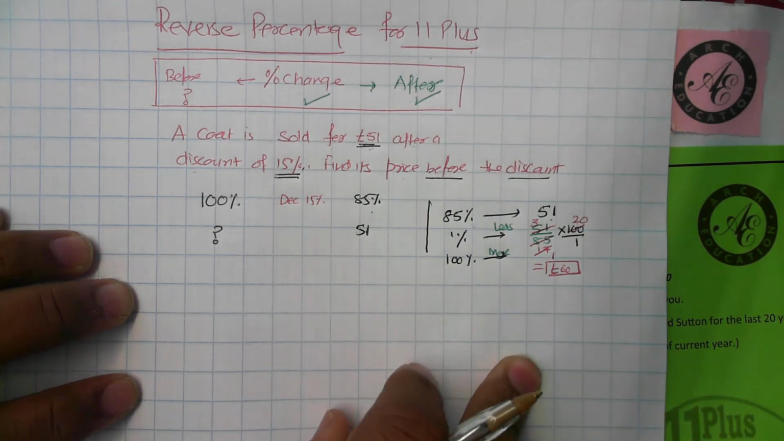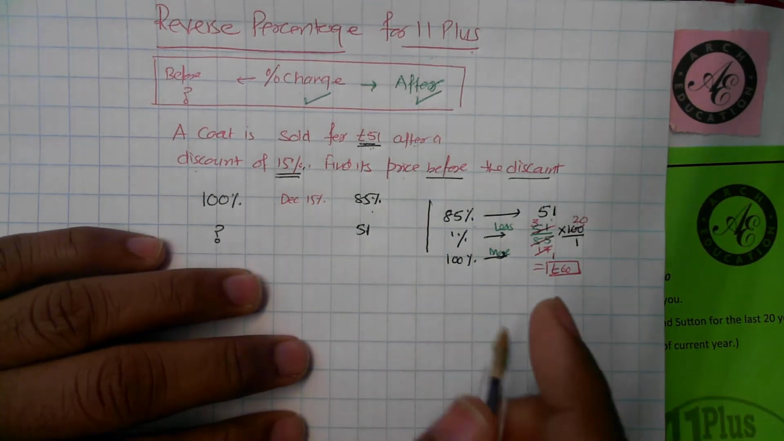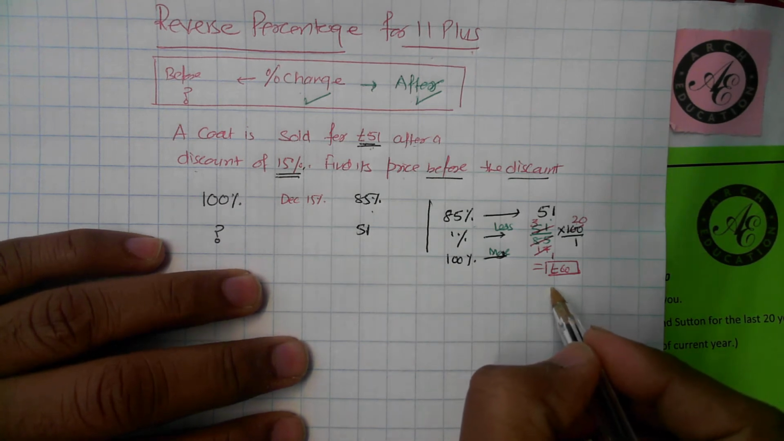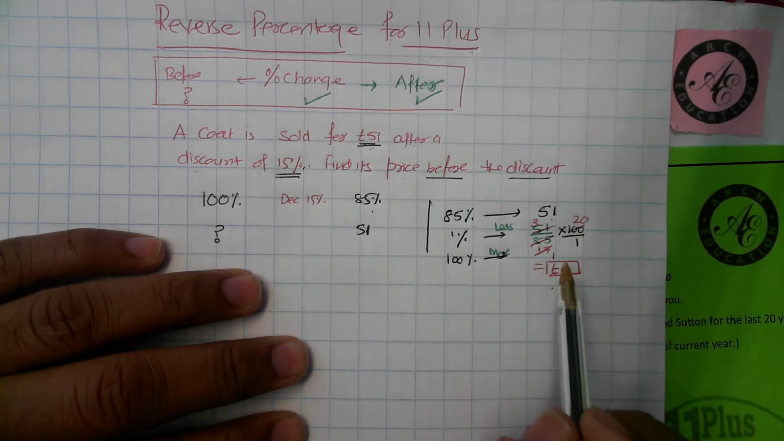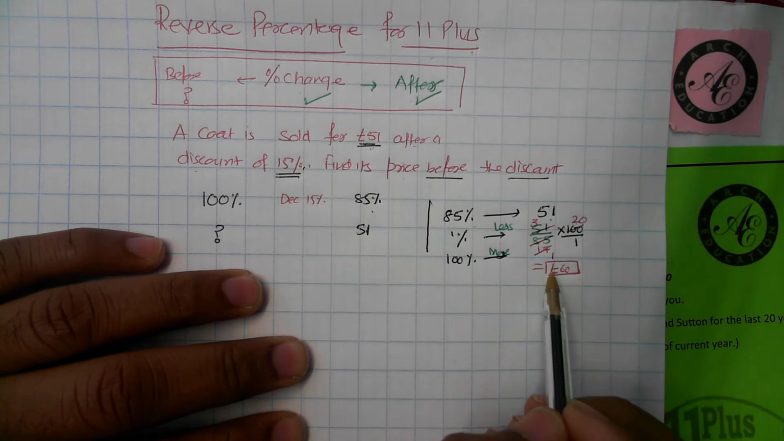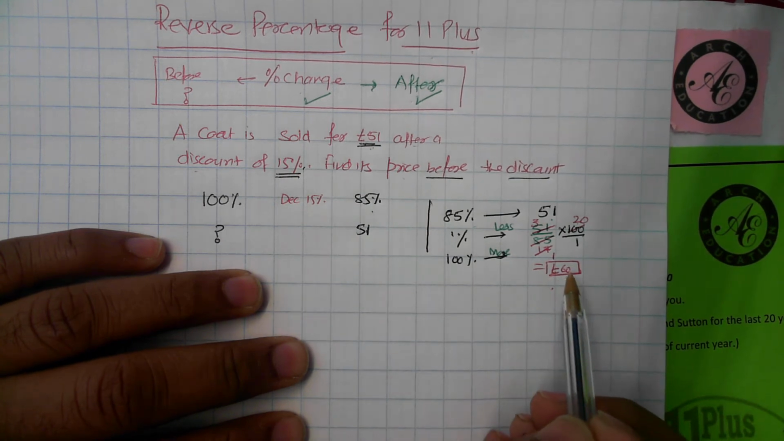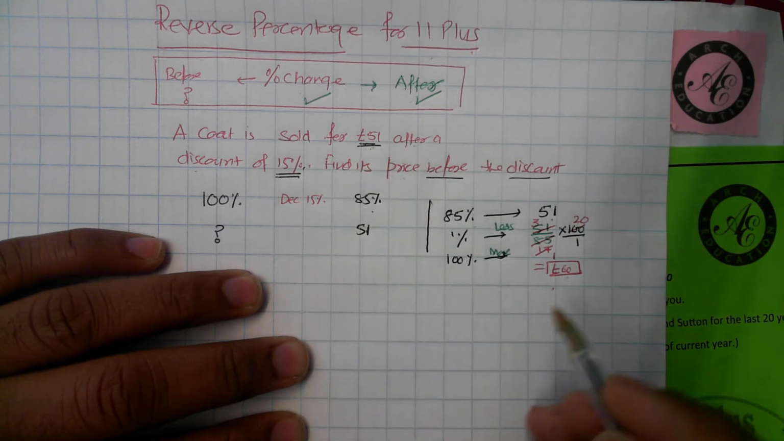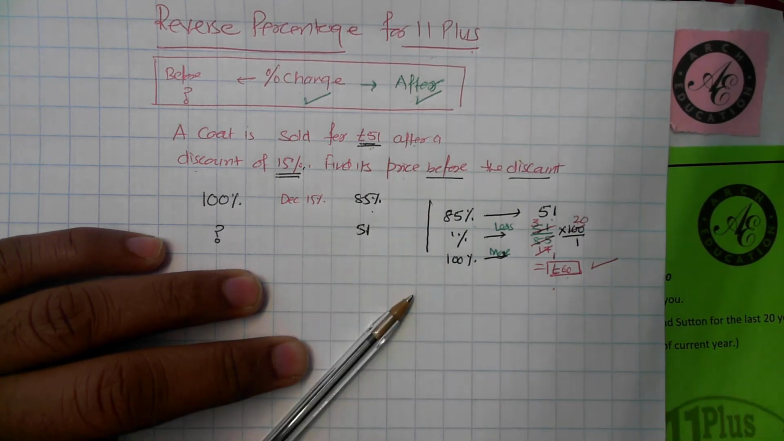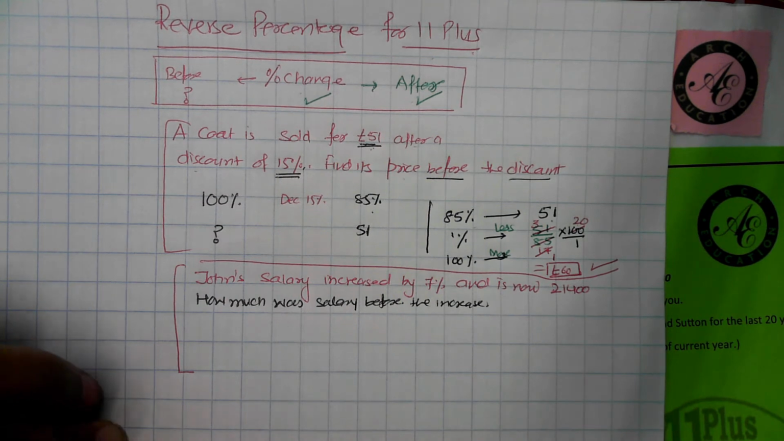And I can verify as well, which is a technique which you can use when you have multiple choice questions. Check 15% of 60: 10% is 6, 5% is 3, so that's 9. So 60 take away 9 is 51, so that is the correct answer. Okay, so one more question.